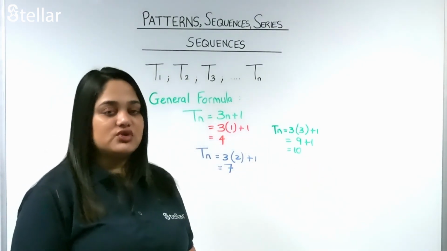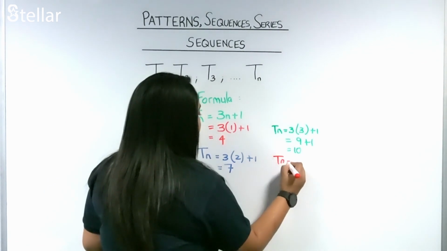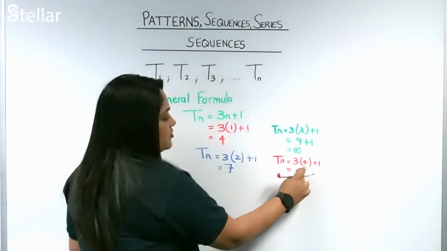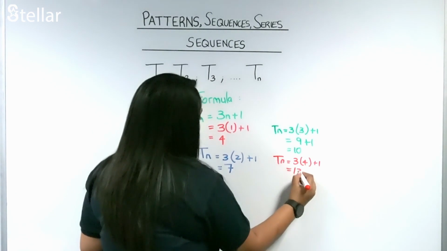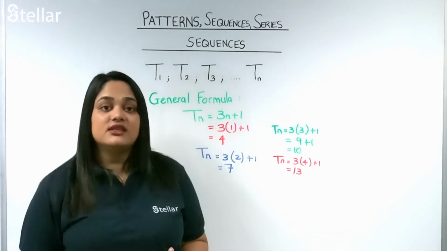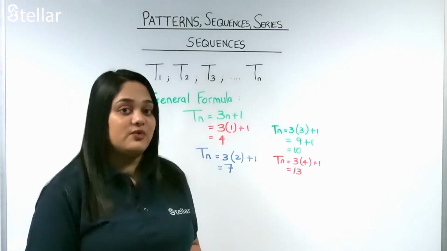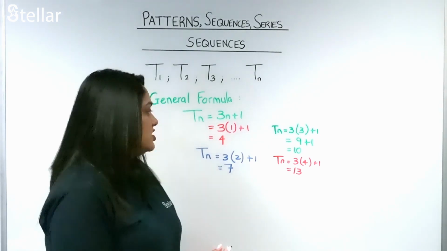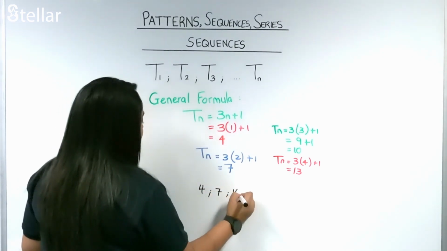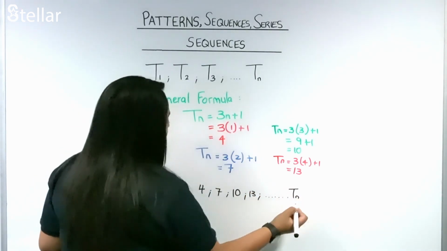Let's just do one more. So let's do the fourth term as well. Tn is equal to 3 into 4 plus 1. 3 times 4 is 12, plus 1 is 13. Now I've got all the terms. I know which is my first, second, third, and the fourth term. So what can I say? I've now established what my sequence is going to look like, or my number pattern. So my first term is going to be 4, followed by 7, then 10, then 13, and we can calculate all the way to term Tn.